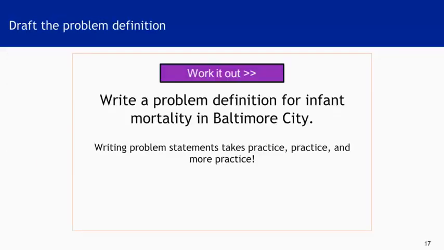Let's pause here. Take a minute to stretch, take a breath, and then complete a work it out exercise. For this work it out exercise, please write a problem statement for the infant mortality rate in Baltimore City given the data that we have reviewed thus far. We'll compare results in the next video.